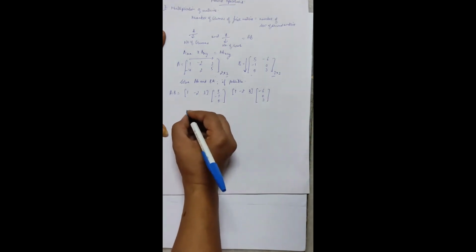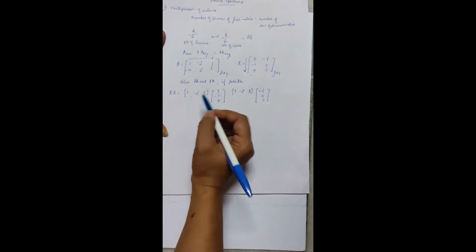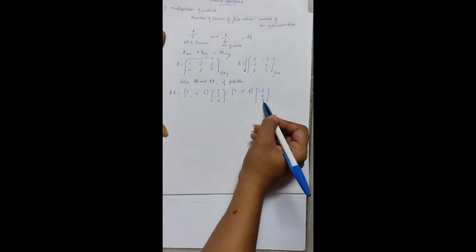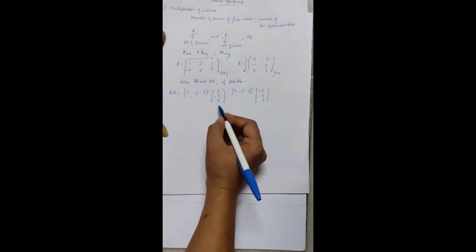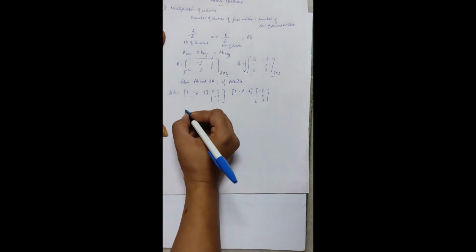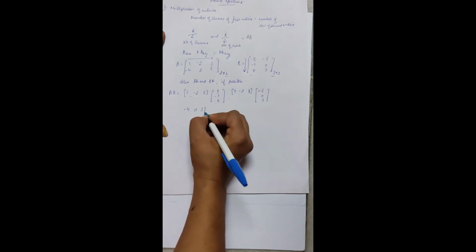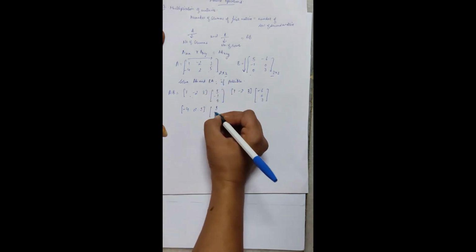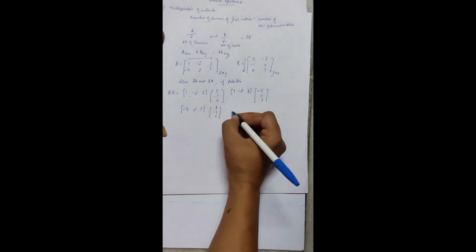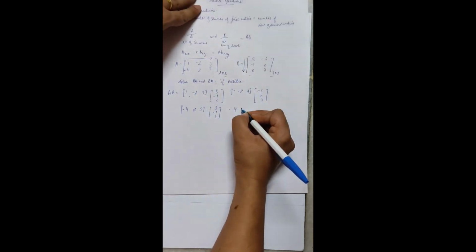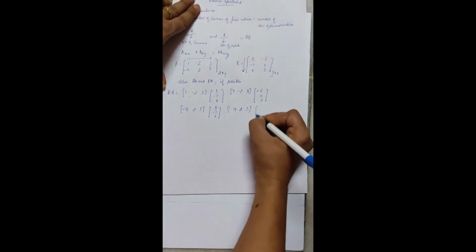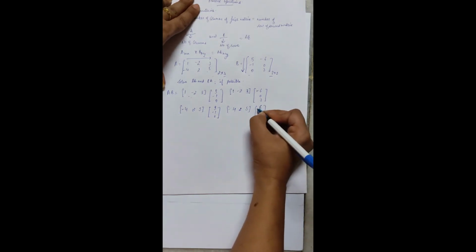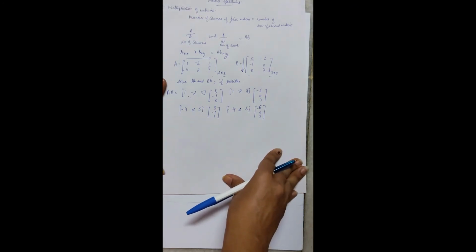Let me explain one more time. First row with first column, first row with second column. Now second row with first column and second row with second column. So minus 4, 2, 5 is my second row of the first matrix, taken with the first column of the second matrix, and again the second row of the first matrix with the second column of the second matrix. So this is the sum.